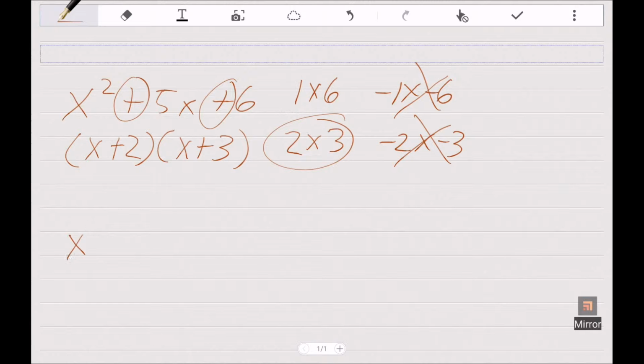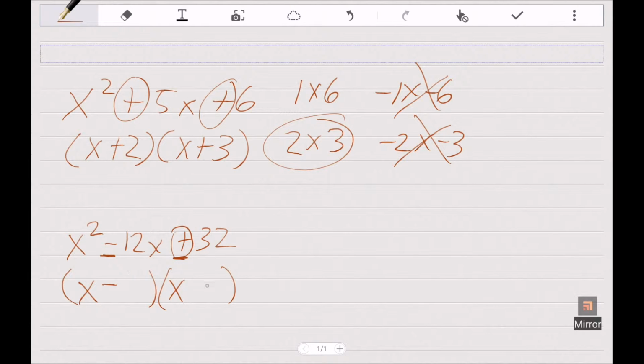Let's say we had x squared minus 12x plus 32. So what we're going to be looking for is something that multiplies to make 32, and we see that this sign is negative. So if we follow our formula that we just came up with, we know that we're going to have two minuses, because a negative times a negative makes a positive, so that'll give us our positive 32, and they're both going to have to be negative, because when they add up, they're going to have to give us a negative 12. Now, we don't have to worry about signs anymore, which is nice.